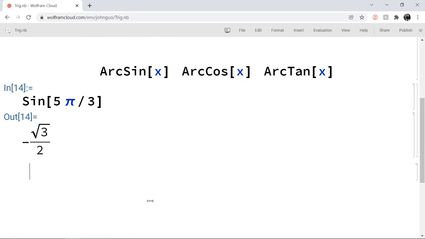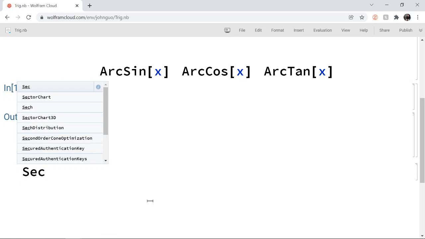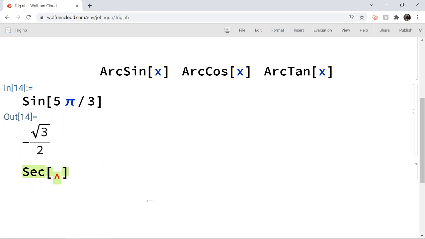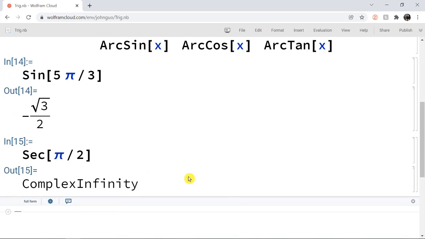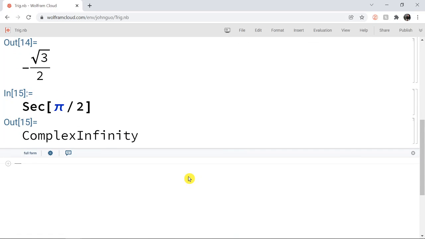So let's evaluate another trigonometric function. Let's do secant, and this time let's look at secant of pi over 2. So I'm going to press escape, p, escape for pi. I'm going to divide this by 2. And when I enter this into Mathematica, it returns complex infinity.